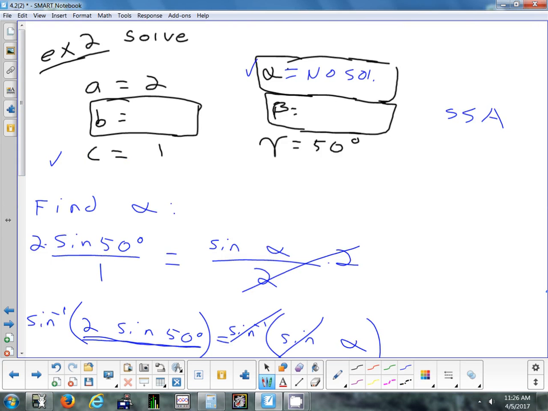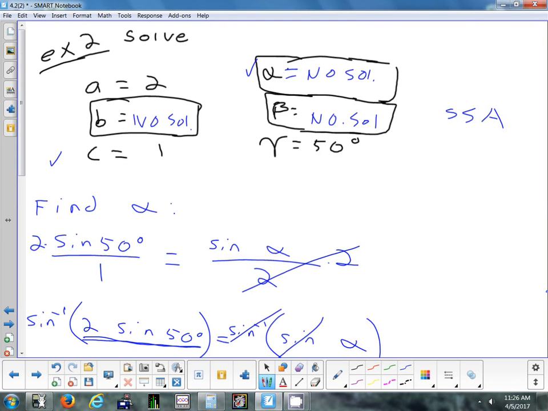Now normally at this point, if we had alpha, we would now add it to gamma and subtract from 180. But since we don't have alpha, that means we can't find what? We can't get beta because we have nothing to add to gamma to add up to 180. And if you can't find beta, you can't find the side across from it. Okay, so that's a no solution.